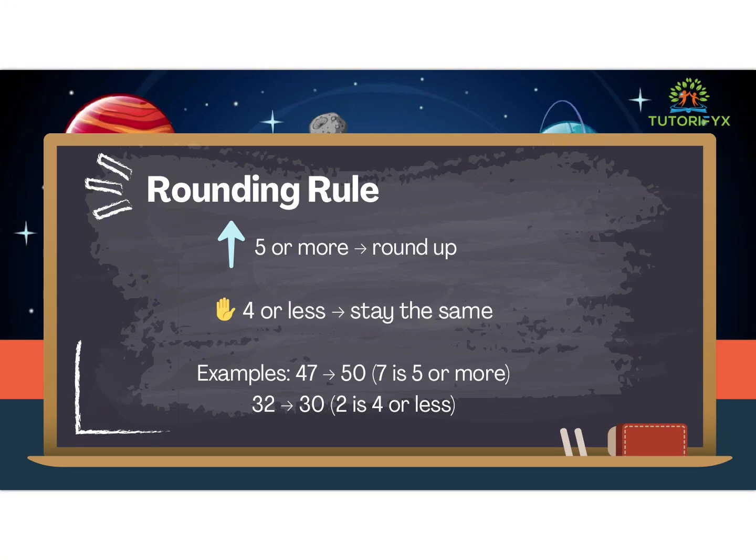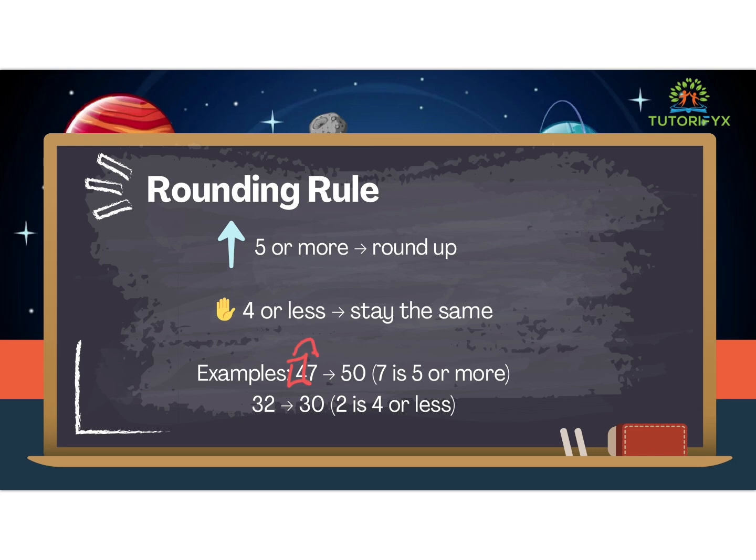Here's our rounding rule. If the number or the neighbor that we're looking toward is 5 or more, you're going to round up. But if it's 4 or less, that number stays the same. So let's take a look at the number 47. If I want to round 47 to the nearest 10, I need to focus on that 4, that tens place, which is why I said place value is so important.